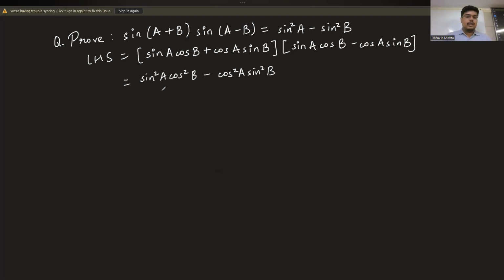Okay. Now, if we convert this cos square to sin square, what do we get? First of all, how do we convert cos square to sin square? Do you remember the formula? Oh yeah, the square identities. No. Cos square theta is 1 minus sin square theta. So cos square B is 1 minus sin square B, and cos square A will be 1 minus sin square A. And this is sin square B.